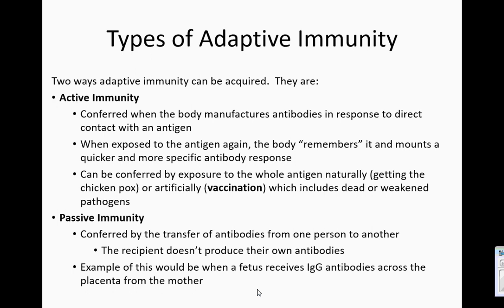Passive is conferred by the transfer of antibodies from person to person. What that means is the person that is receiving them doesn't actually produce their own. An example of this, as I was talking about, is that mom can deliver the IgGs across the placenta to the fetus before the baby's even born.